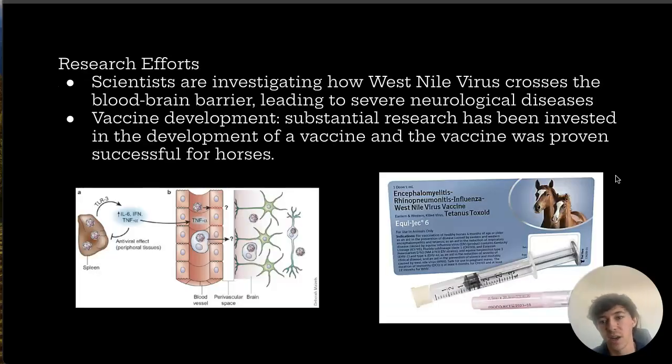Research efforts. They're still investigating how the virus crosses the blood-brain barrier, as seen on the left. They know the overall mechanism for the pathogenesis, but they just don't know how it crosses that barrier. If they could find that, then they could maybe create a vaccine that stops the virus from entering the brain. Vaccine development: there's only a vaccine licensed and successful for horses that you can go buy. They haven't really tested on humans, but a lot of countries don't want to put the money into it because they don't think it's a high risk, since 80% of people are asymptomatic.